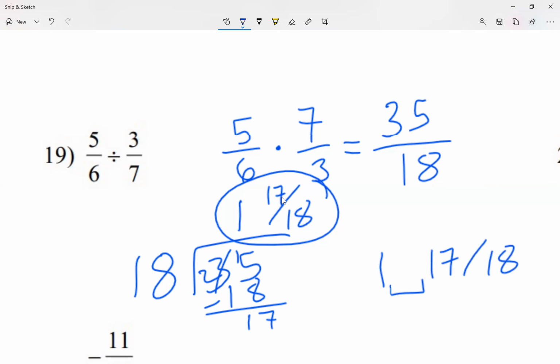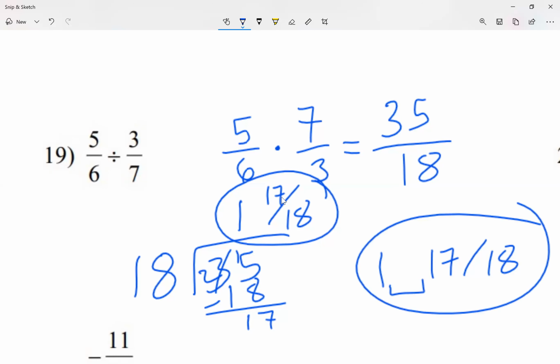So it looks like 1 and 17 over 18. Don't forget the space between the 1 and the 17. If you don't type in the space, it's going to look like 117 over 18. That's not right, so don't forget the space. My signs were both positive, I was dealing with only positive numbers, so my answer is positive, and we're good to go.